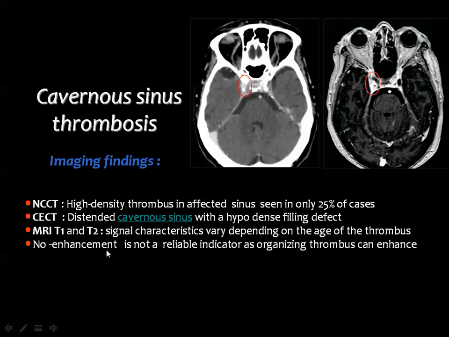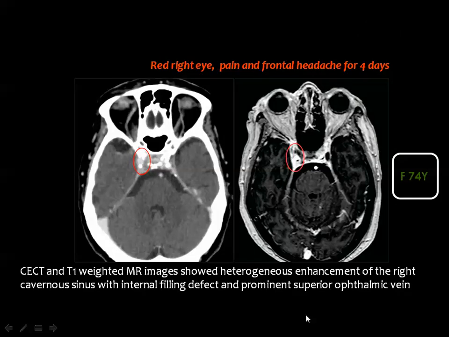In MRI, the appearance of the sinus will depend on the age of the thrombus. And the best finding in MRI is in the subacute phase, where you can see the sinus is bright in the T1 and T2 weighted images. And if you inject contrast, the sinus may not enhance. But you should know that no enhancement is not a reliable indicator, as organizing thrombus can enhance, similar to those seen in the peripheral or in the dural sinuses.